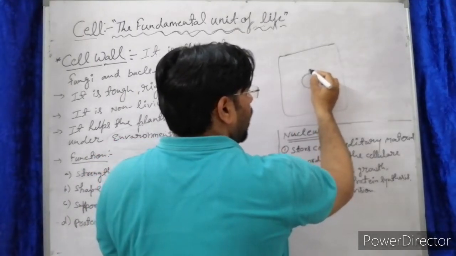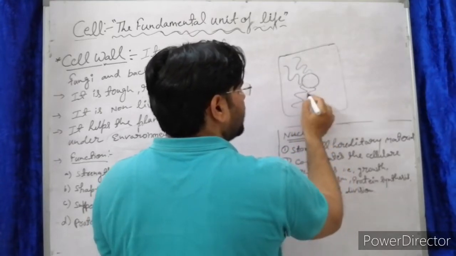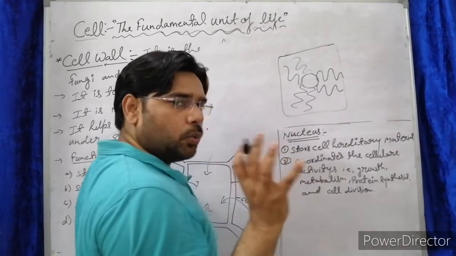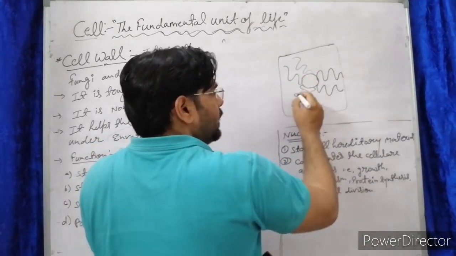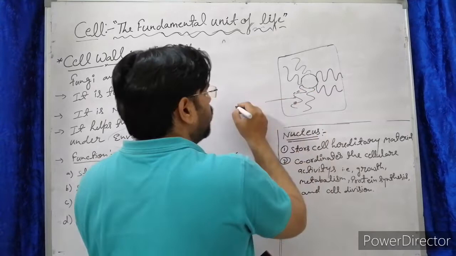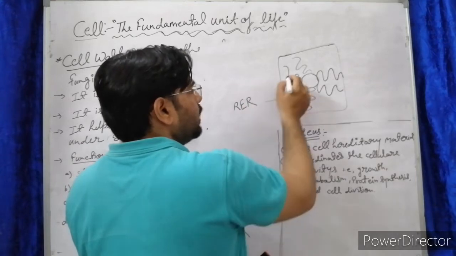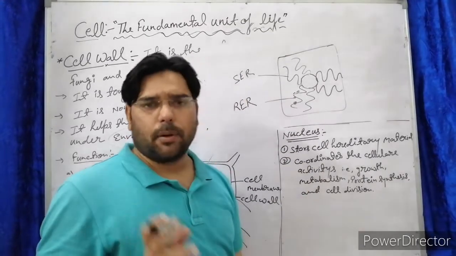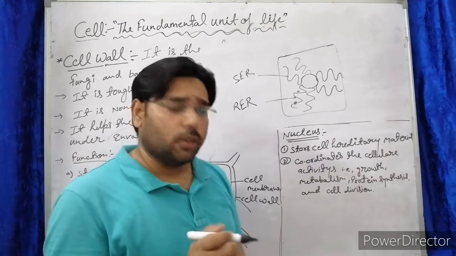This is the inner membrane, and the outer membrane gets enfolded to form endoplasmic reticulum. There are two types of endoplasmic reticulum, rough and smooth. Rough endoplasmic reticulum has ribosomes on it, so it is called rough endoplasmic reticulum. This is smooth endoplasmic reticulum. We will discuss endoplasmic reticulum structure and function in an earlier section. Here we are going to discuss the nucleus only.